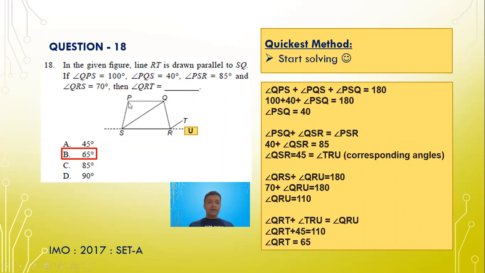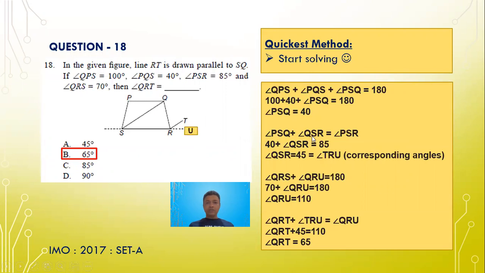So again, here in triangle PQS, QPS plus PQS plus PSQ is 180. What is QPS? QPS is 100. What is PQS? PQS is 40. So 140 plus PSQ is 180. So what is PSQ? It is 40.